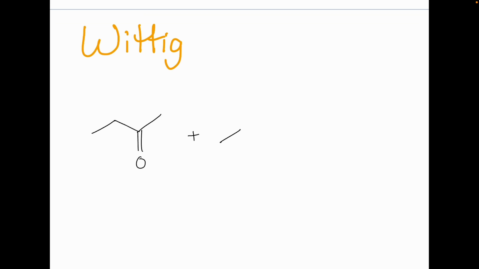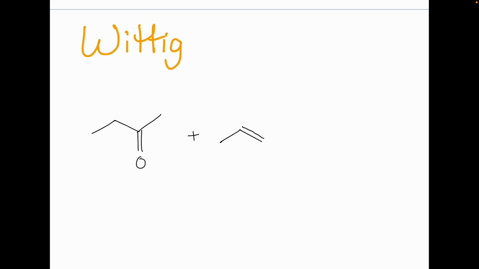The last reaction we're going to learn about this week is what's called a Wittig reaction. This is the aldehydes and ketones chapter, so we're going to take an aldehyde or ketone and react it with what's called a Wittig reagent.